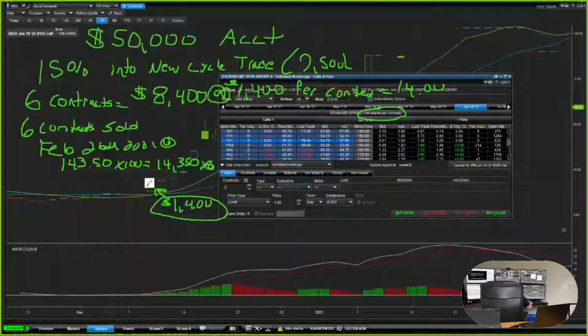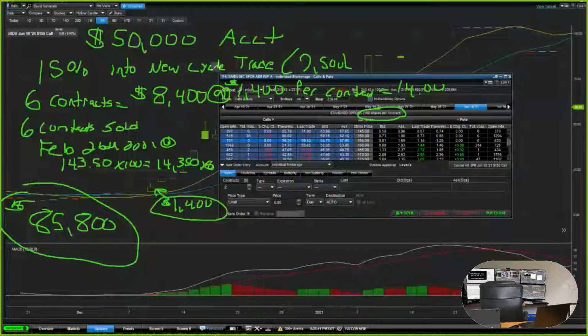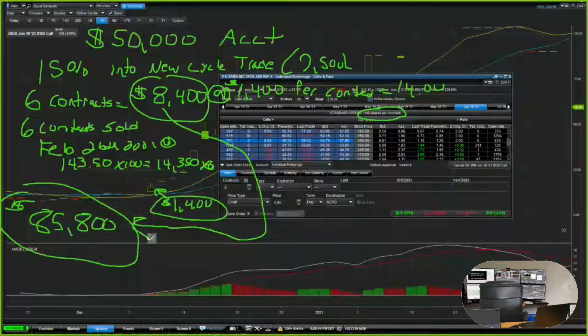Well, $14,300 times 6. That's $85,800 profit you just made. So you literally just took 8,400 bucks and you turned that into $85,800 following that trade plan. Now, like I said, that's what's really important, being disciplined enough to know you're looking for those new cycle formations, wait for 3 to 6 months out till expo, find those setups, and then you're looking for that first candle below that 20-day simple moving average.